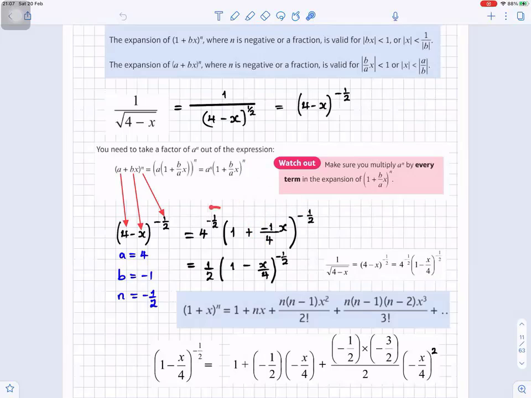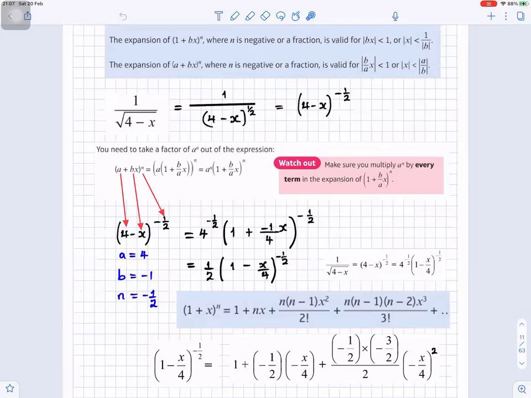Now, 4 to the power minus a half will give you a half. If you put that in your calculator, you get a half. And it will be 1 plus, and minus will be minus, 1 minus x over 4. Now you're ready to use the expansion formula.